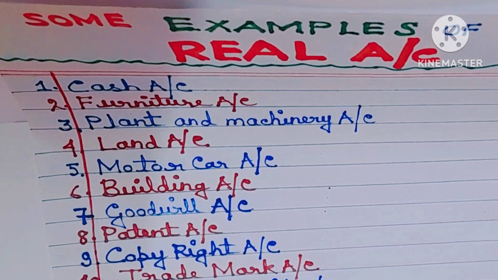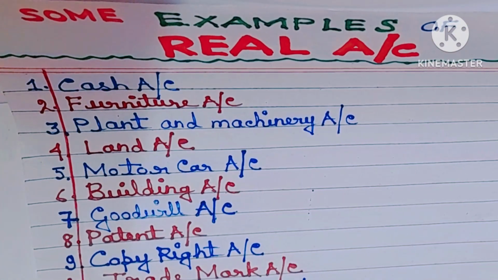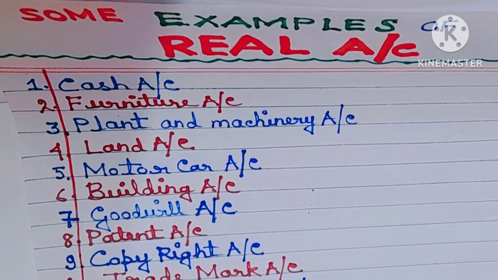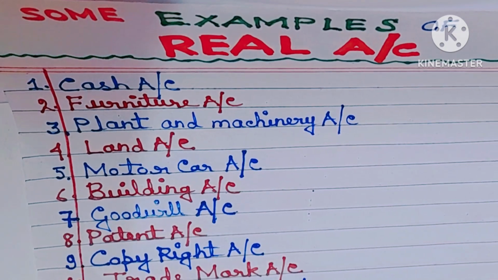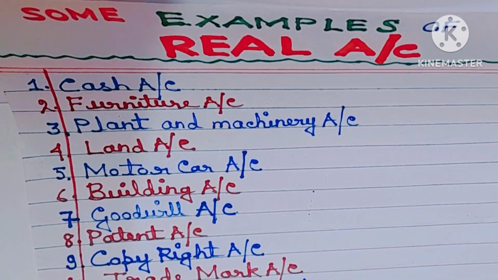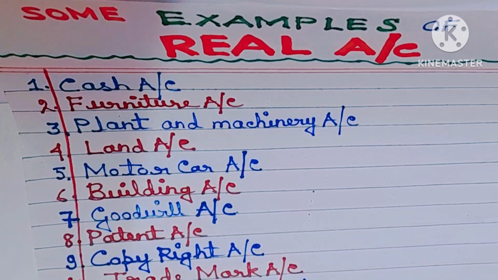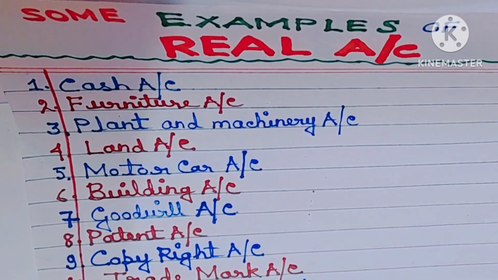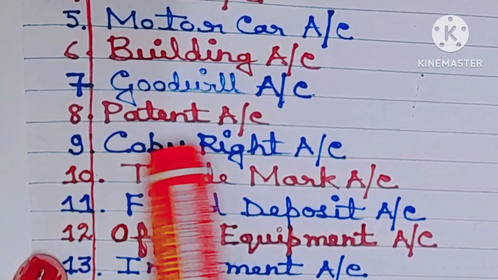What is goodwill? Goodwill is the ability of a company to generate super profits in the future. Goodwill is an intangible asset. Though it cannot be seen or touched, the goodwill of the company has the ability to attract new customers to the company, and the old customers will continue to return to the company. Okay? This is known as goodwill. Understood? Number 8, patent account.